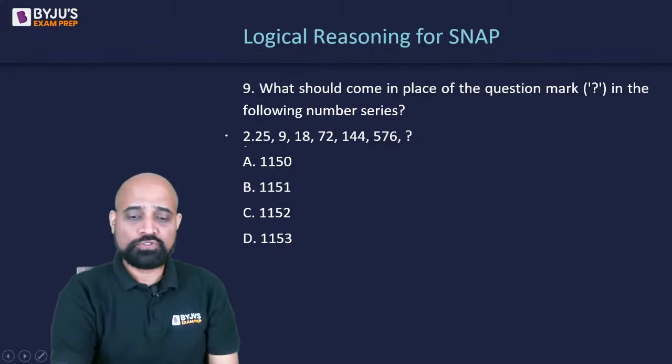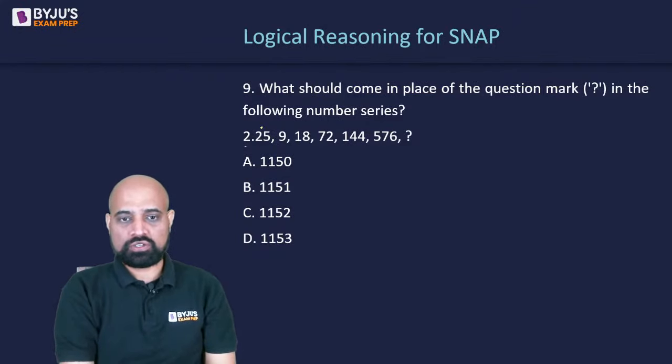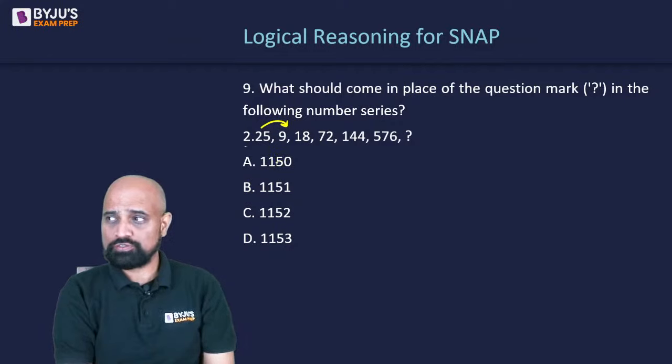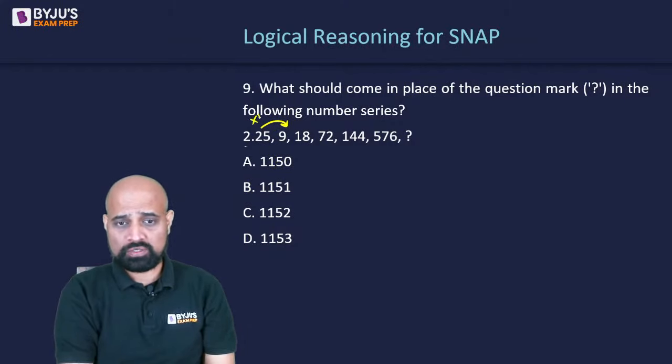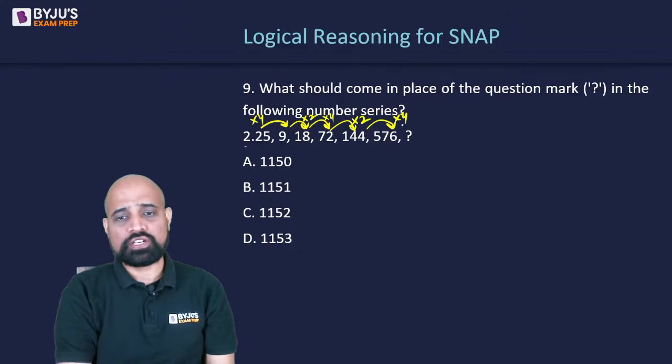So 2.25, how will it become 9? So 2.25 का double होता है 4.5, 4.5 का फिर double होता है 9. So this is 4 times. 9 has become 18, so this is 2 times. 18 has become 72. Double of 18 is 36, 36 double is 72. So this is 4 times. So I believe this is good enough once you understand the pattern. So into 4, into 2, into 4, into 2. Next is supposed to be into 2.